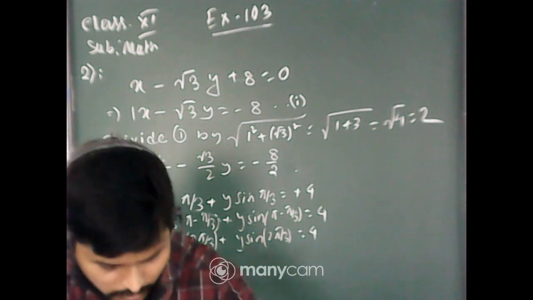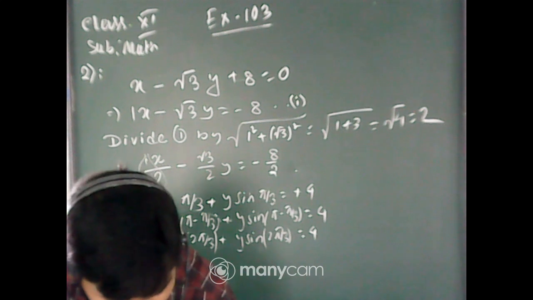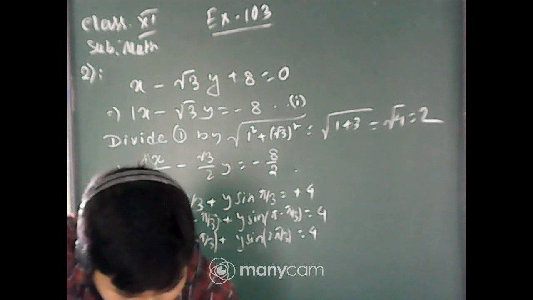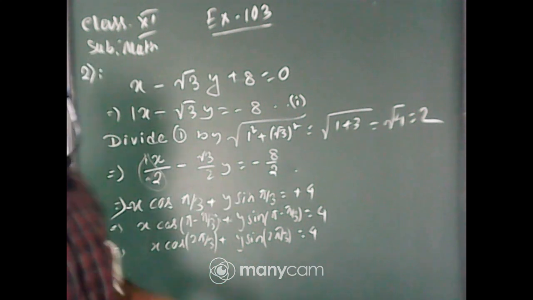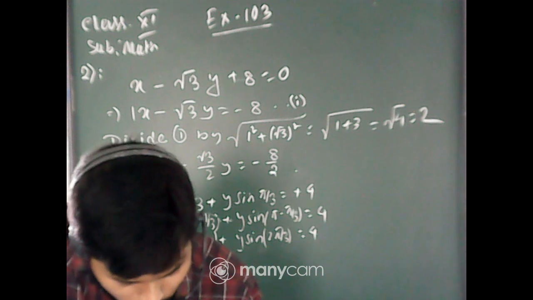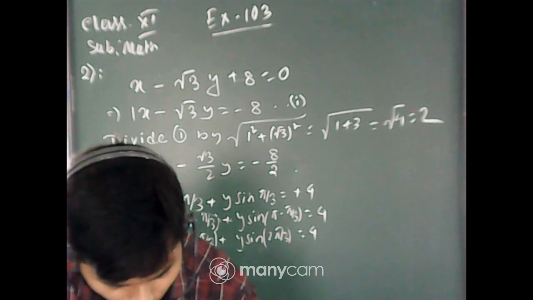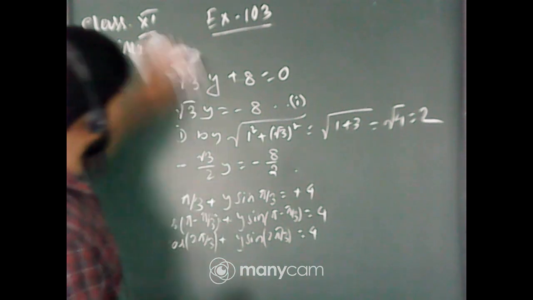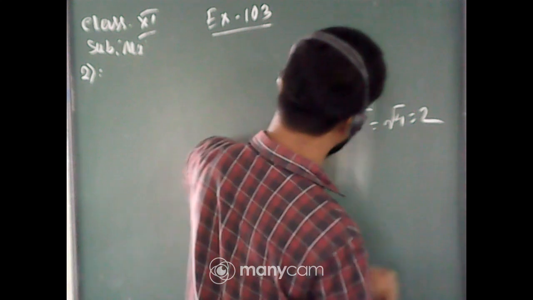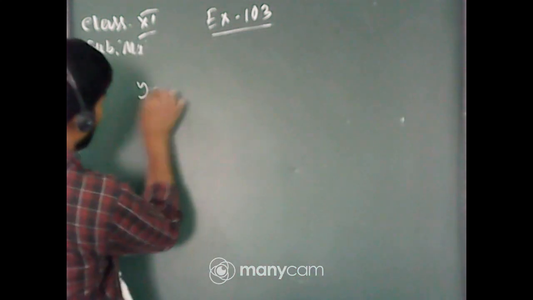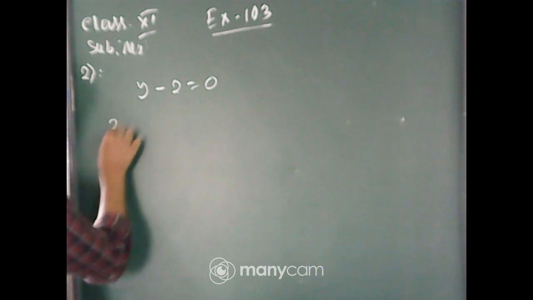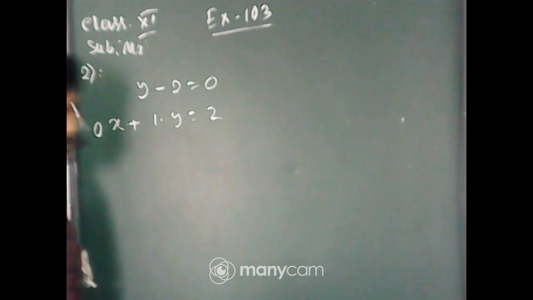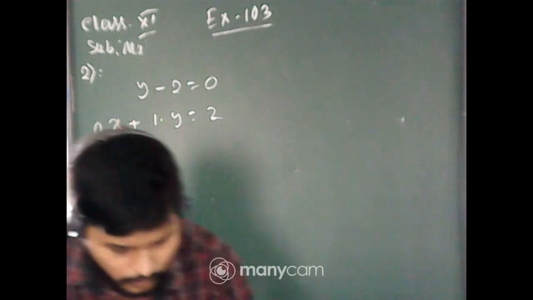Okay. Now the next question. The next question is: reduce the following to the normal form. Y minus 2 is equal to 0. Try to find it out. The second question. Try to reduce it into normal form. Y minus 2 is equal to 0 means it can be written in the form 0 into x plus 1 into y is equal to 2. Now try to reduce it into normal form quickly.